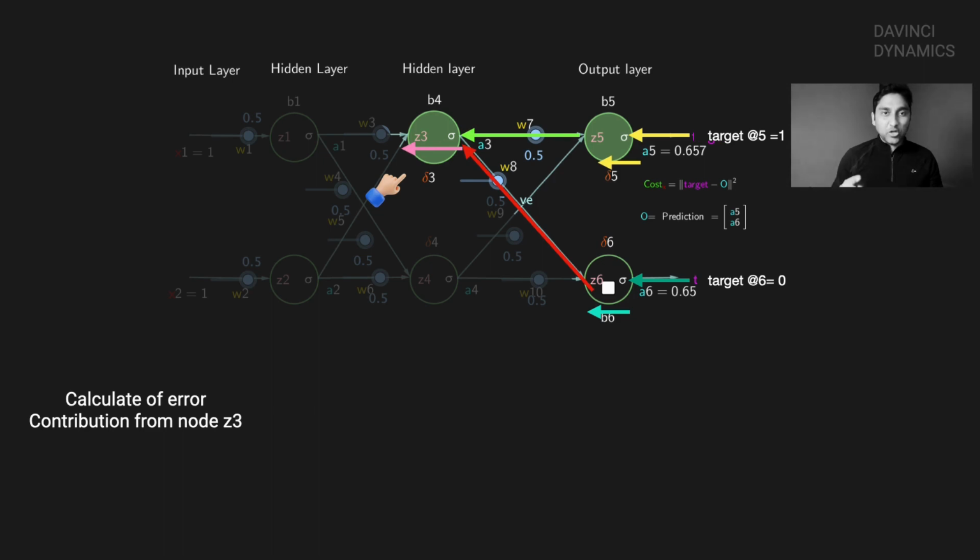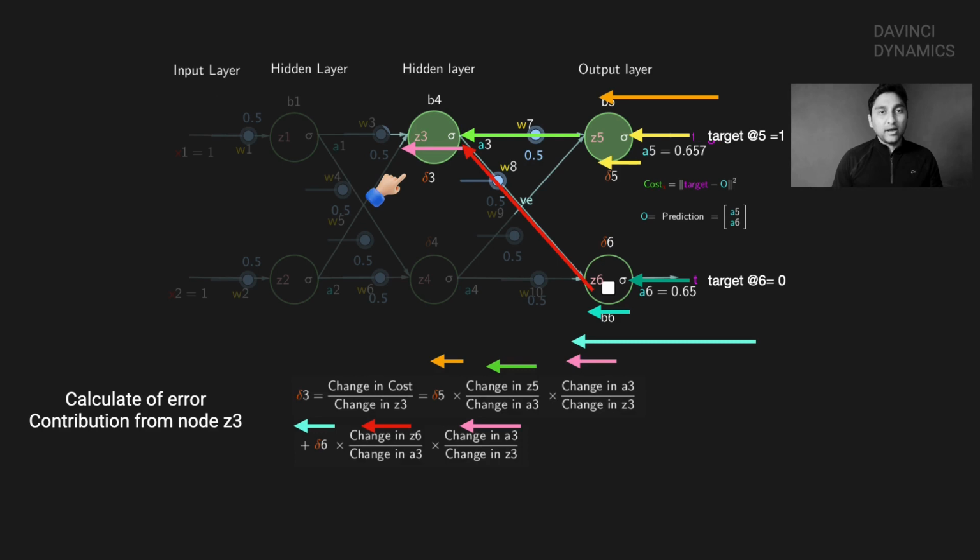To calculate the change in cost with respect to Z3, you will multiply the changes along each path and sum them up if there are multiple paths to Z3. Mark the changes with small notation like delta cost, delta A5 for the path from target 5 to Z5 and so on. Remember, the errors we calculated for the nodes Z5 and Z6 are used again when we calculate the errors for nodes in the lower layers like Z3. This is the beauty of backpropagation. We reuse these errors to avoid redundant calculations and make the learning process more efficient.